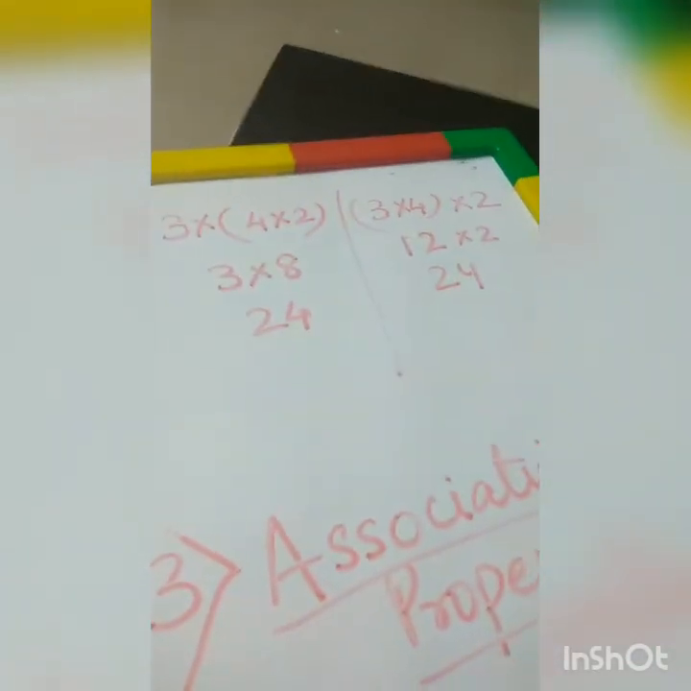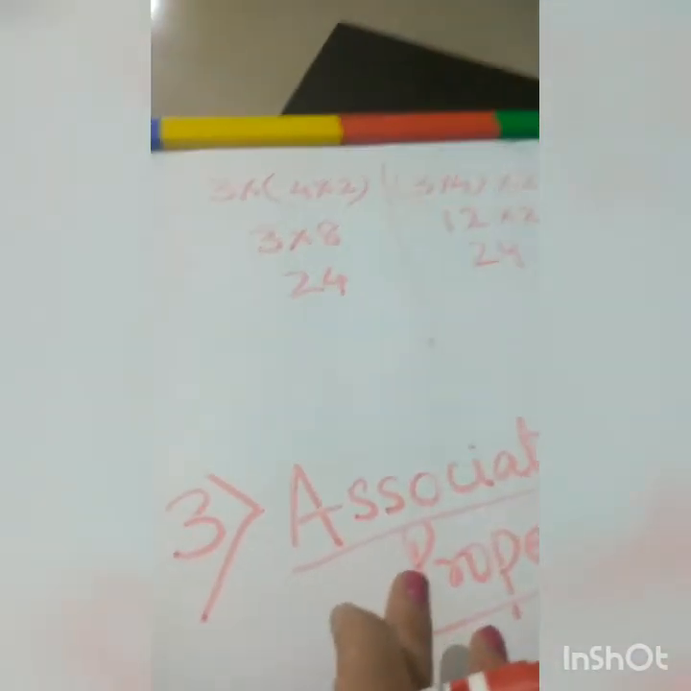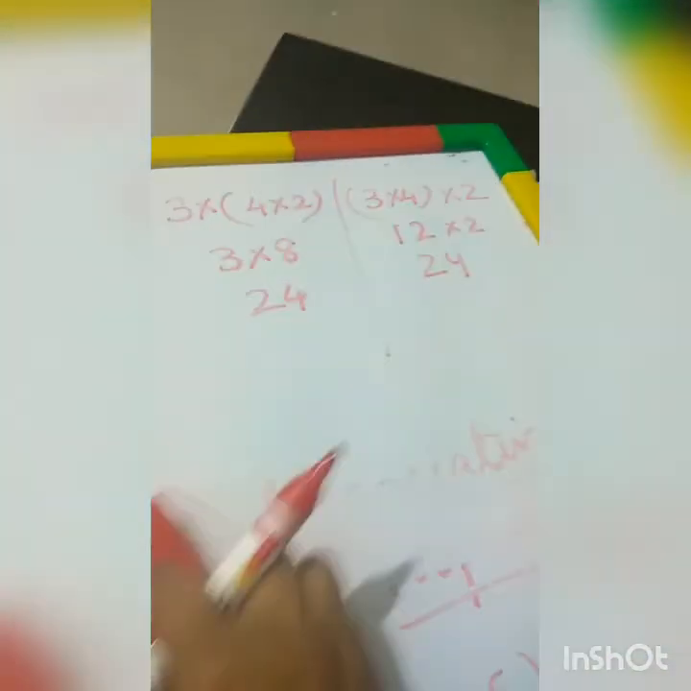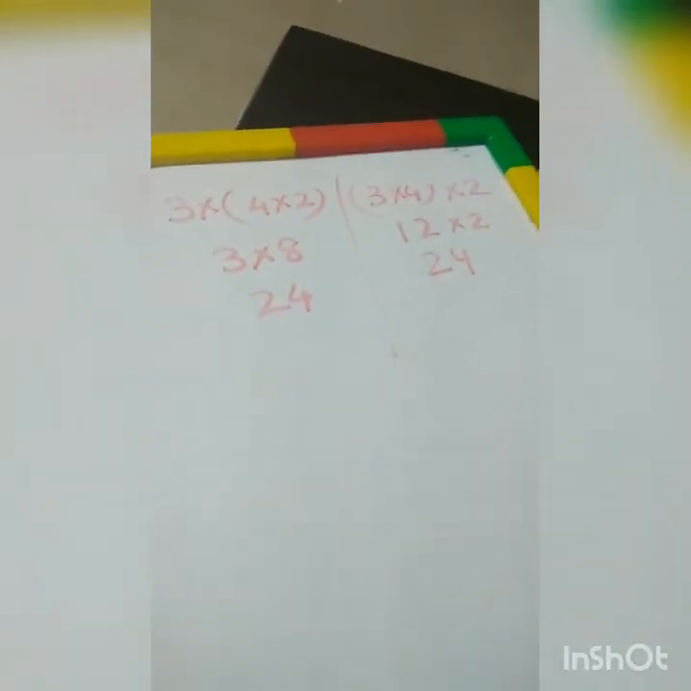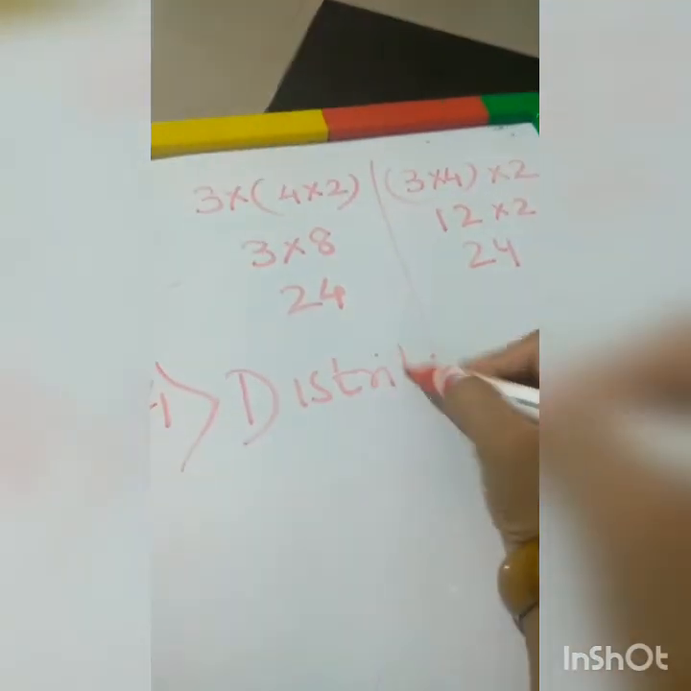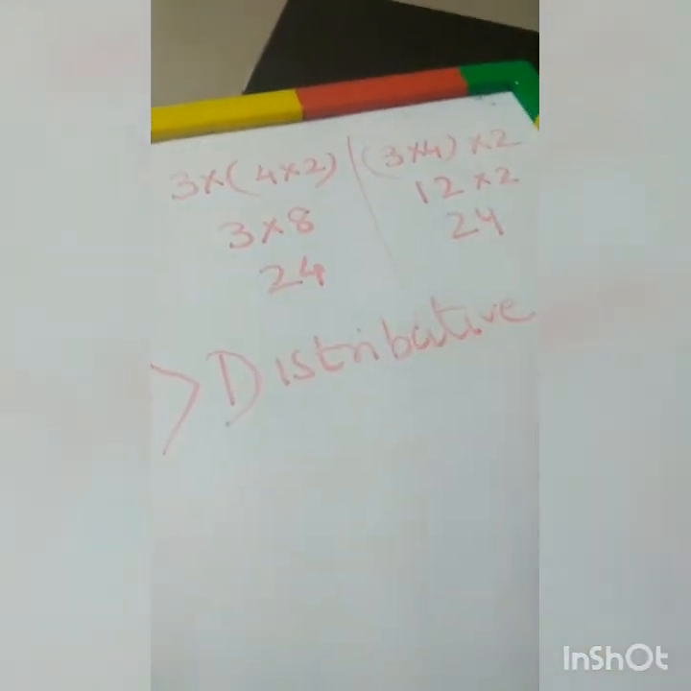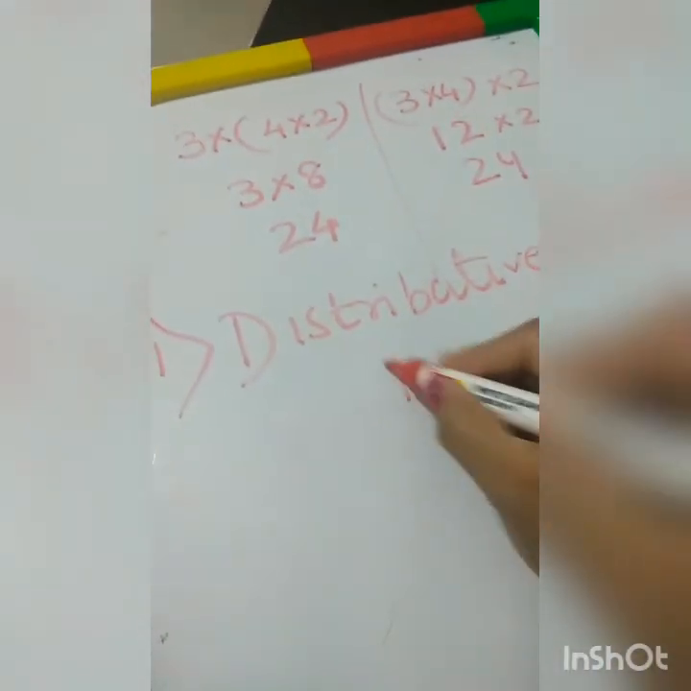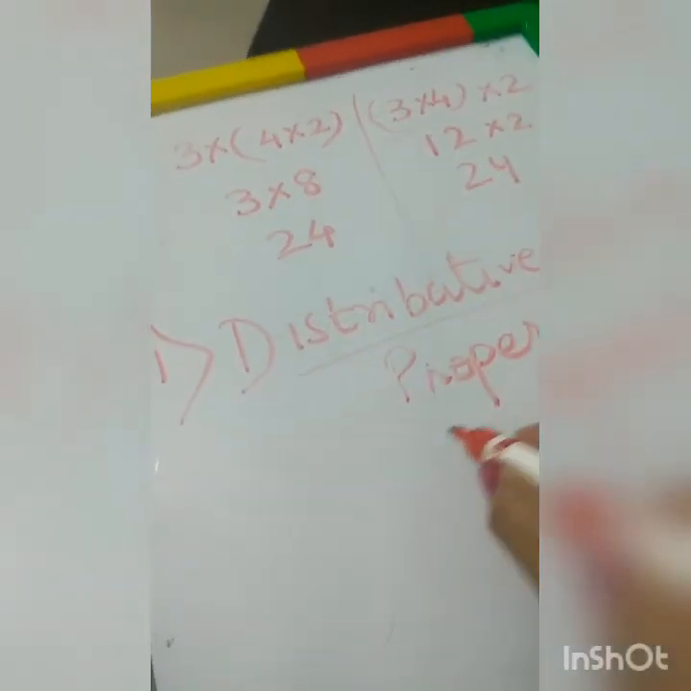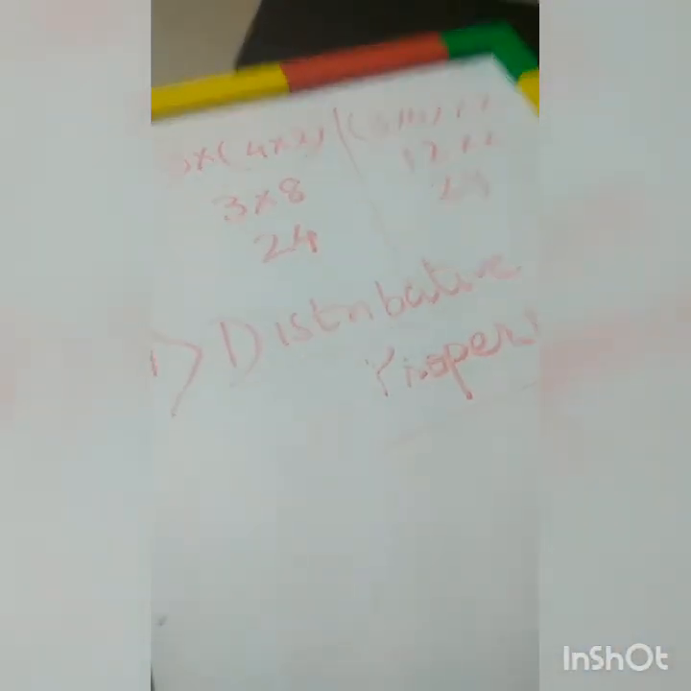So, whether I multiply these two first or these two first, the answer remains the same. That means numbers can associate in any order. That is why it is called the associative property. Next, a very important property comes, that is called the distributive property. One number distributes over other numbers. This property is very important in simplifying and saving our time in solving the questions.